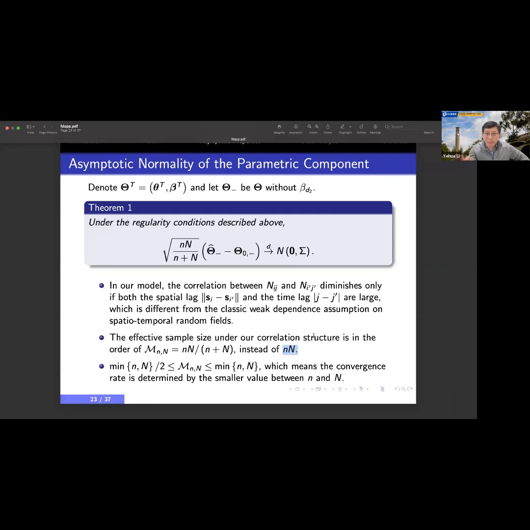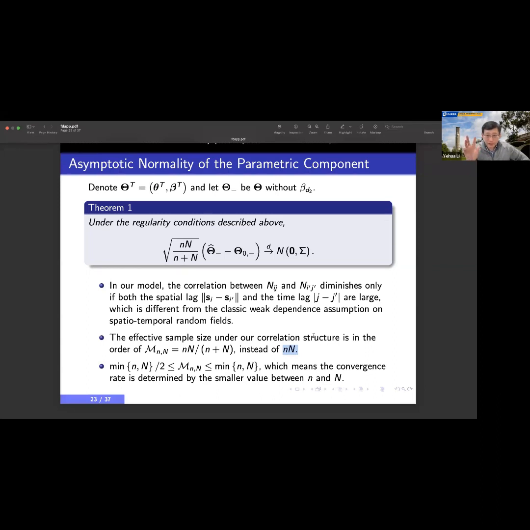Similarly, no matter how far these stations are away from each other, all the records within the same day would be strongly correlated because they share the same day effect. So there's a factorial structure in our model.